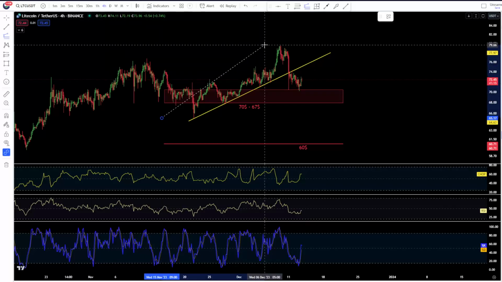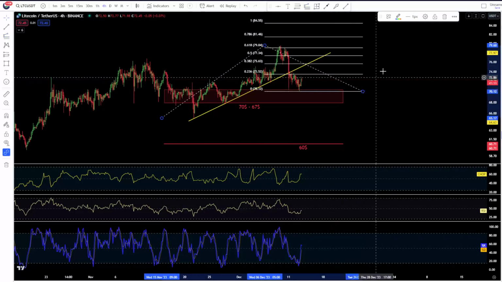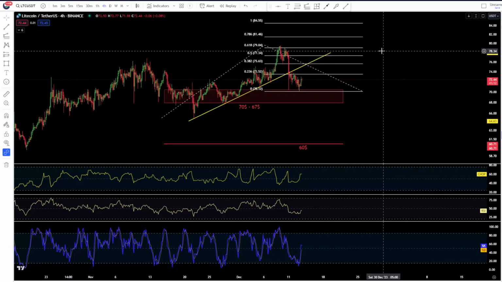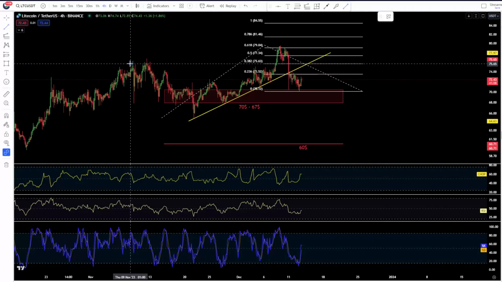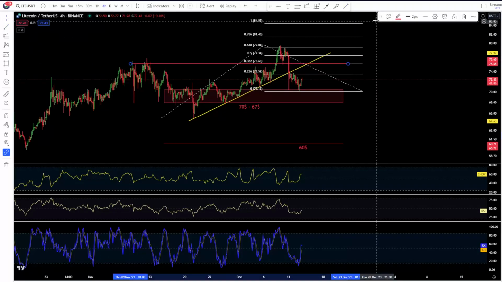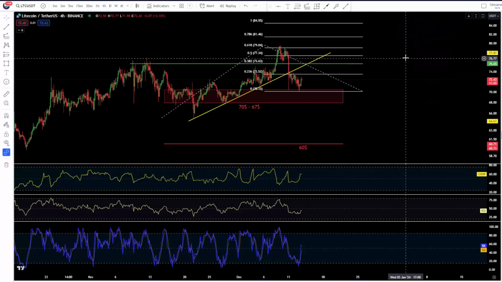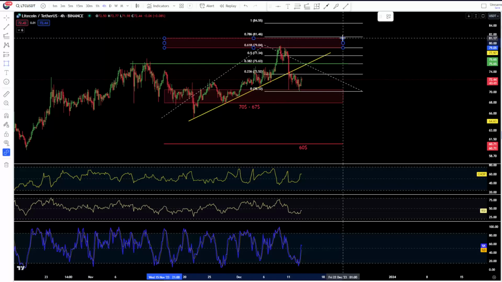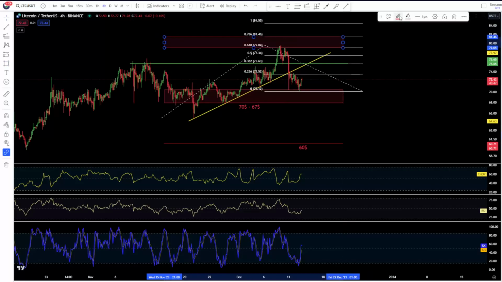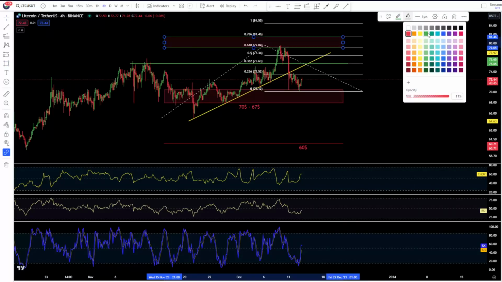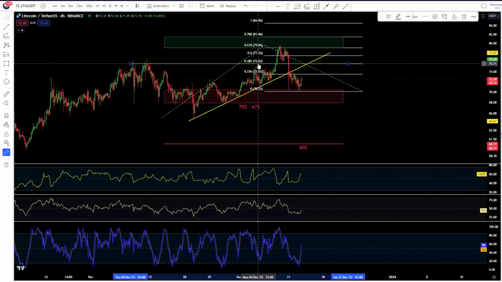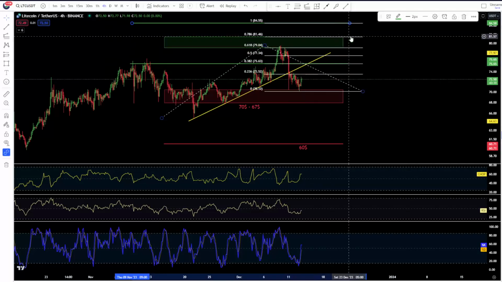Looking the other way, we can similarly determine the resistance areas that the price must face. And here we see that the first resistance should appear at $75.65, and then we will move towards the resistance zone from $79 to $81. And then to the resistance at $84.58.